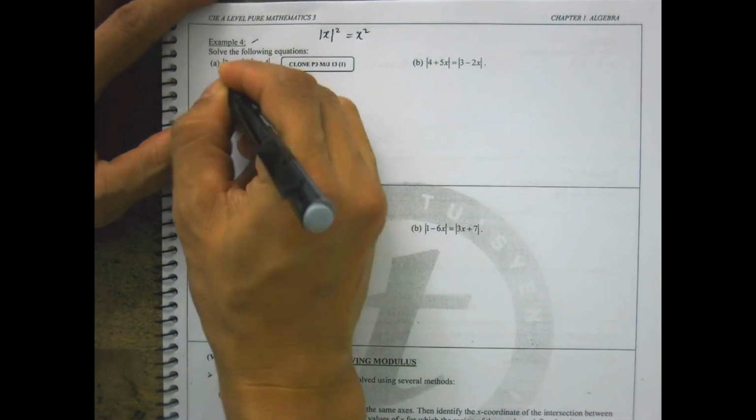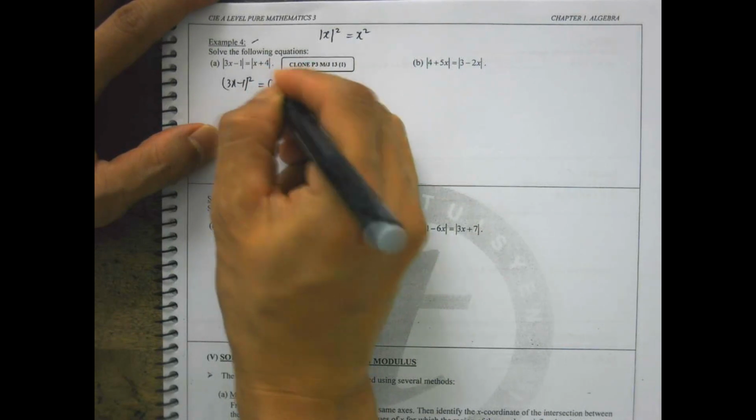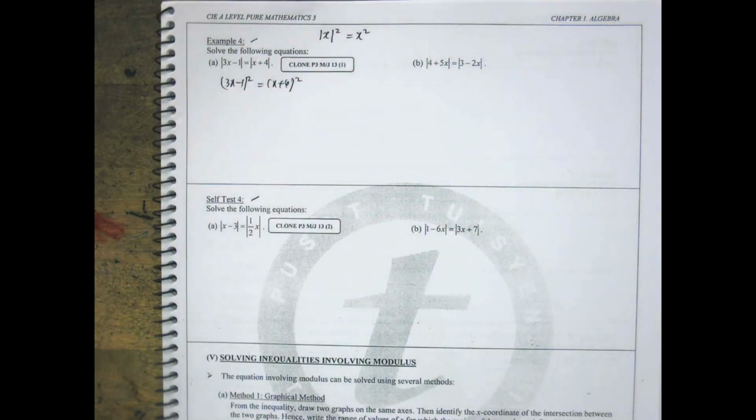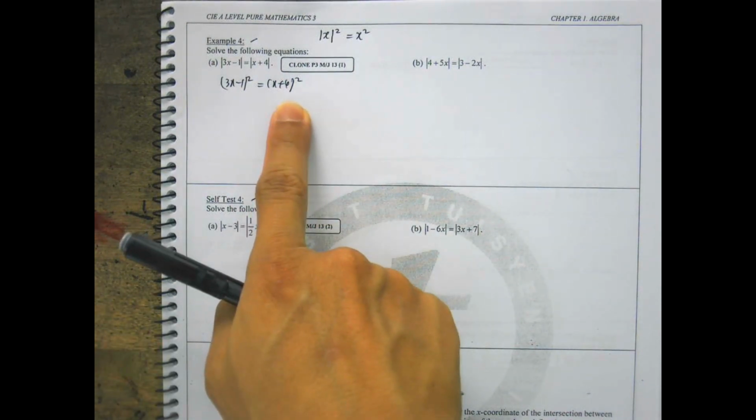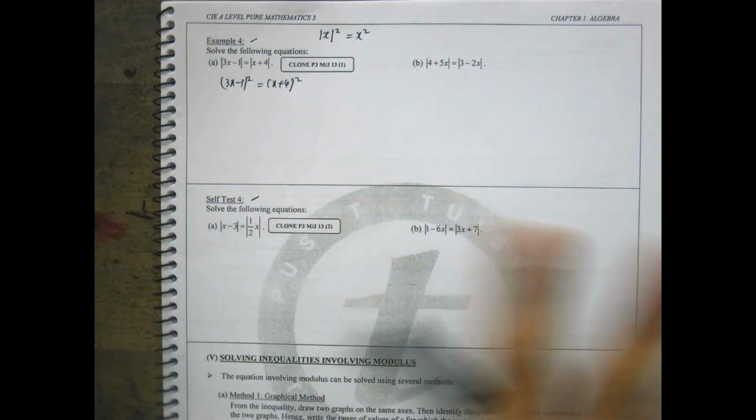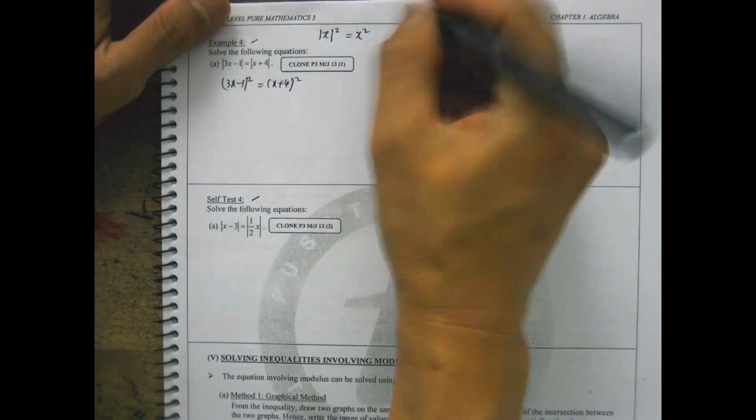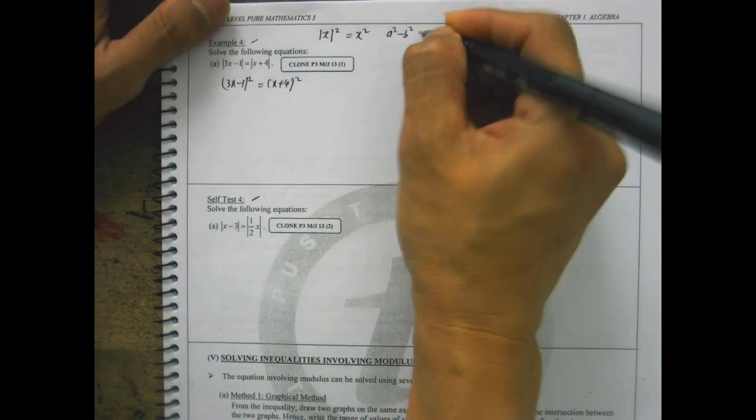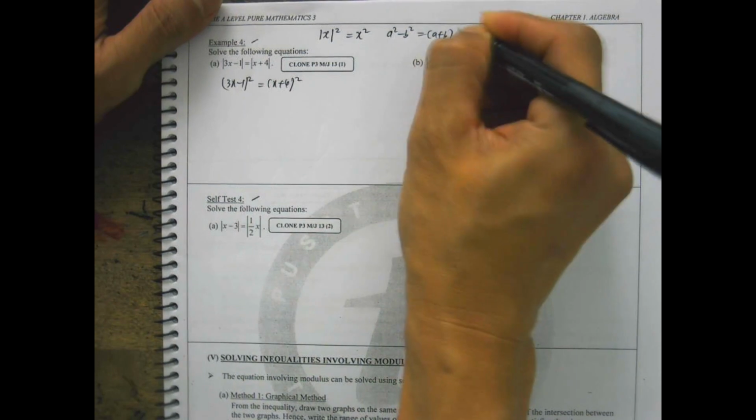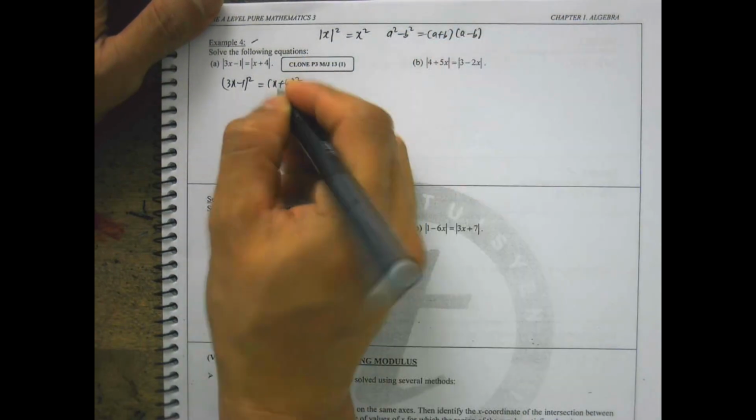So using this, we can say that (3x - 1)² is the same as (x + 4)². But rather than try to expand this, like a lot of people expand and bring over, factorize, I don't want you to do that. It's harder, it's longer. We know that a² - b² can be factorized into (a + b)(a - b). So what I'll do is I transfer this over.